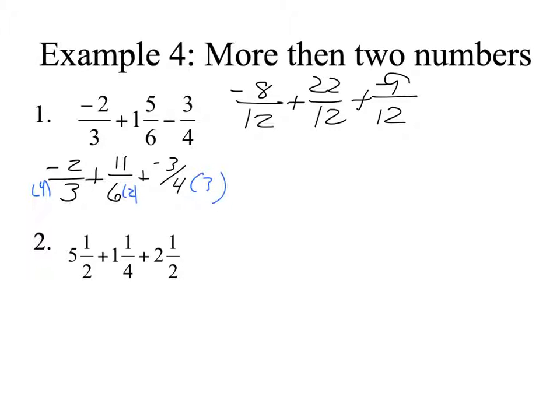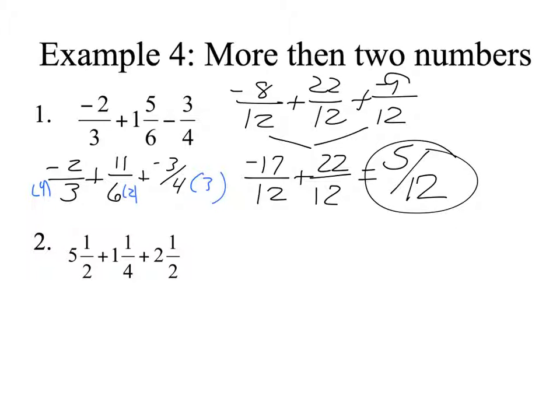It does not matter what order you add these in. I'm going to add the 2 negatives together first and get negative 17 over 12 plus 22 over 12. When I add those two together, I end up with positive 5 over 12 as my final answer. And that will not reduce any further.